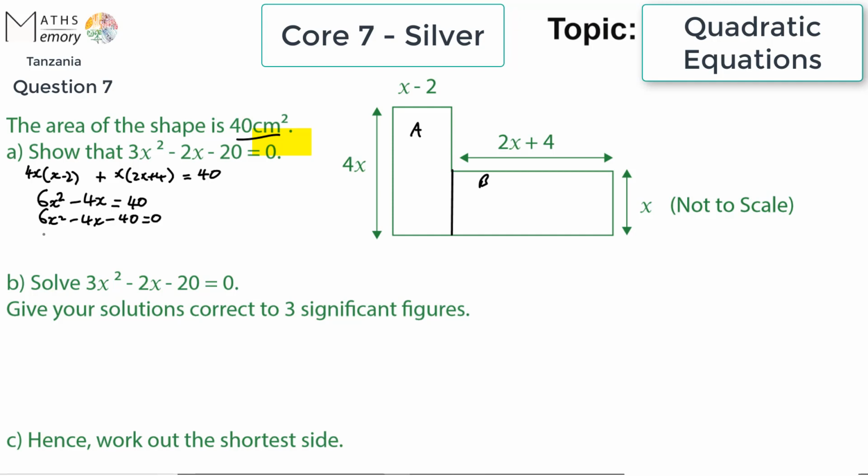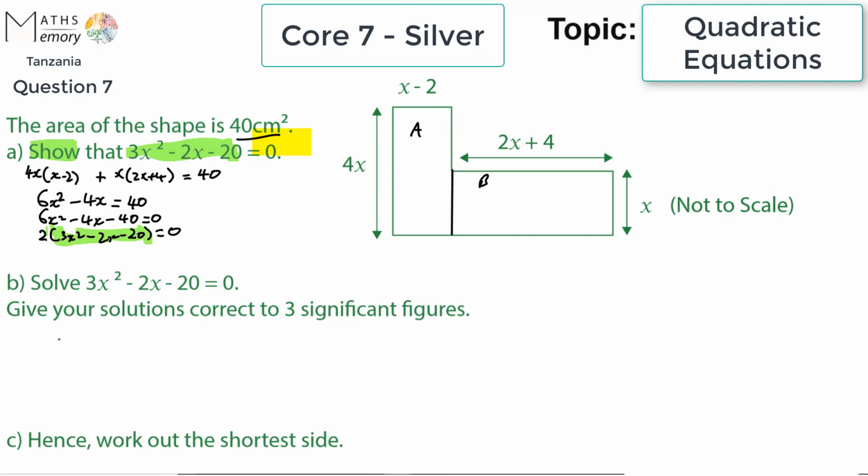We can now take out the 3x squared minus 2x minus 20, and that agrees with what the question originally asked us. Remember, when we have the word show, it doesn't mean you've got to actually work this out. It means you've got to actually derive this. So 3x squared minus 2x minus 20 is the same thing as what we've figured out over here. We divided everything by 2. So in this way, you've shown this by simply adding A and B and making this a compound shape.